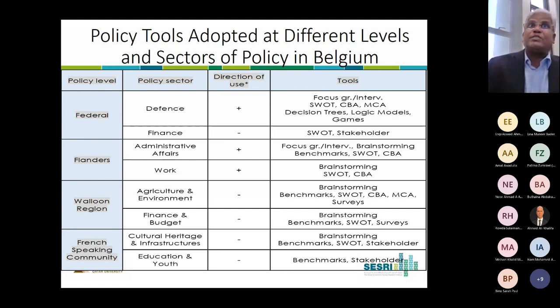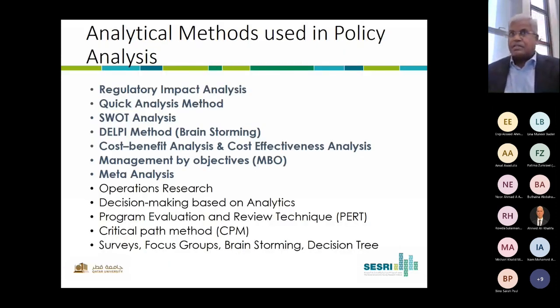Possibly this indicates the way policy making is being undertaken in these ministries, or they don't need more detailed or rigorous analysis in policy making. And in this lecture, I gave you a glimpse of how different methods are being used in the European context.